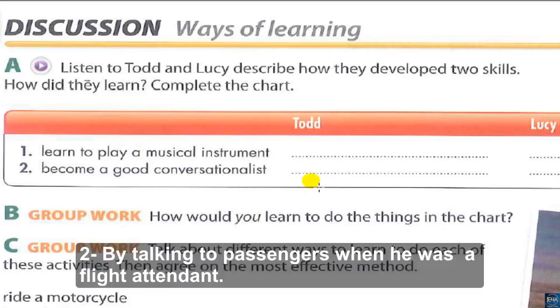By talking to passengers when he was a flight attendant.